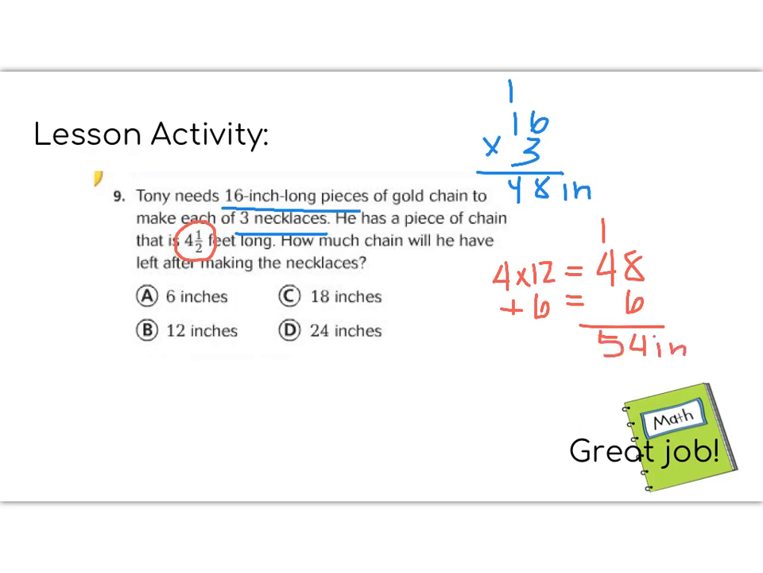So if he has 54 inches and he uses 48 inches, how much chain will he have left? Go ahead and finish the problem, and we'll discuss tomorrow at the teacher table.